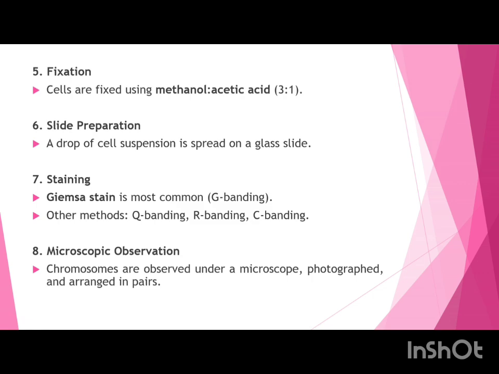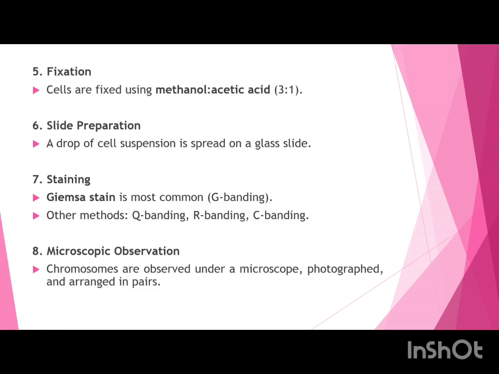Now we move to fixation. When the cells have swelled and the chromosomes are in a spread condition, we have to fix the cell in that position only. To fix it, we add methanol to acetic acid. The ratio is 3:1. When we add it in this ratio, the position of the chromosomes will be fixed. Now we'll drop the cell suspension on a glass slide and then stain it with Giemsa.